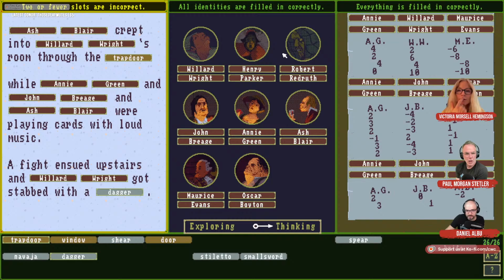So let's say we know that Ash Blair was the murderer. So he either joined Maurice Evans or Oscar Boynton. So let's try one of those. No, it can't be Maurice Evans because in this round, Willard Wright was also playing. He's dead. Oh, so it's Oscar Boynton. Okay. It's Oscar Boynton instead of Ash Blair. So Oscar was playing their final round. That makes sense.